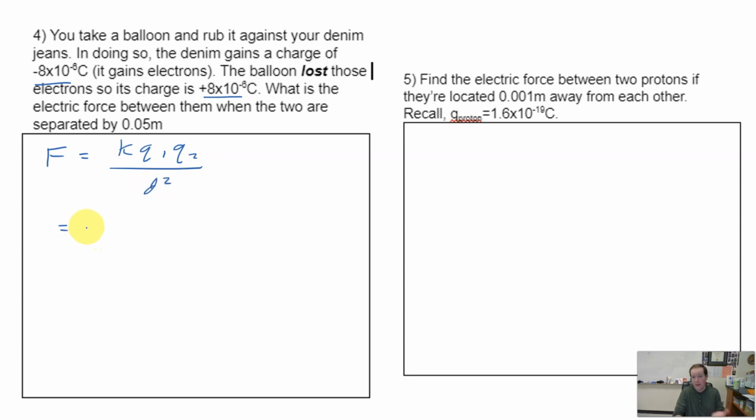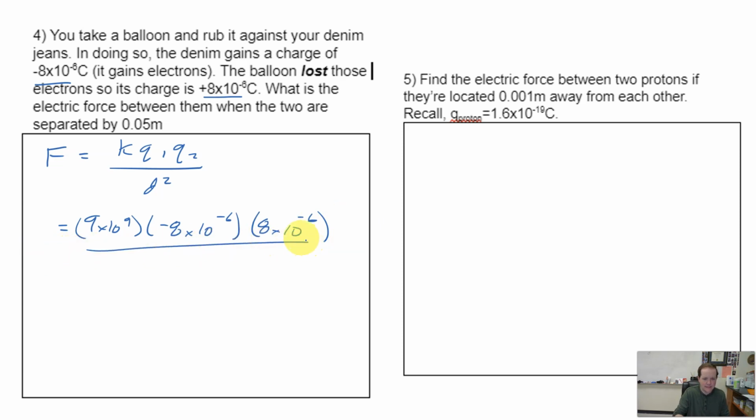What's K? It's on the front page, or on my quiz, it'll be on my whiteboard. 9 times 10 to the 9th. What's Q1? This one, negative 8 multiplied by 10 to the negative 6. What's the other charge? Positive 8. Again, if you end up with a negative answer, that's okay, totally fine. Some textbooks will drop the negatives. It's a little interesting why. I don't actually need to get into it for the sake of this homework because it's not really important for us. Divide all that by the distance. How far away? 0.05. Don't forget to square that denominator.